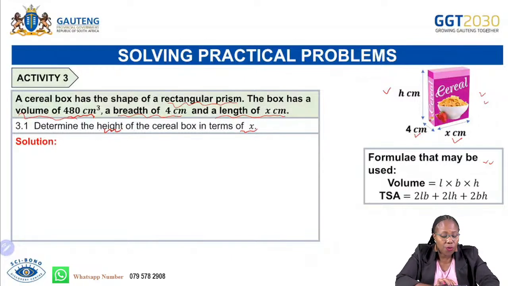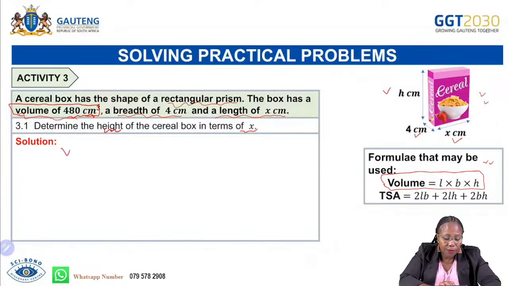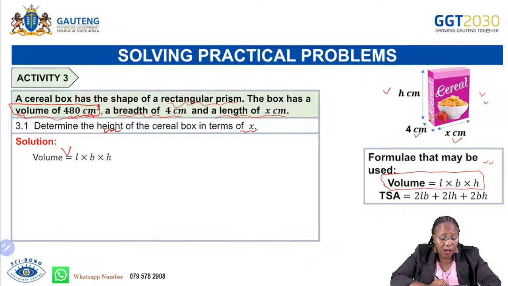So grade 12, remember, you always start from what is given to you. Start from the given information. So here we are given the volume, so we will rely on the volume formula from the given formula box there. It states that volume is equal to length by breadth by H. And now we are going to substitute the volume 480, the breadth 4 centimeters, the length X centimeters. H, we leave it like that because it is H that we are looking for in terms of X.